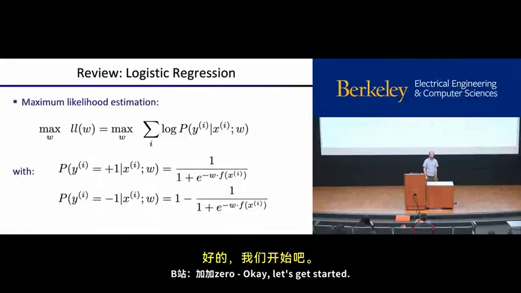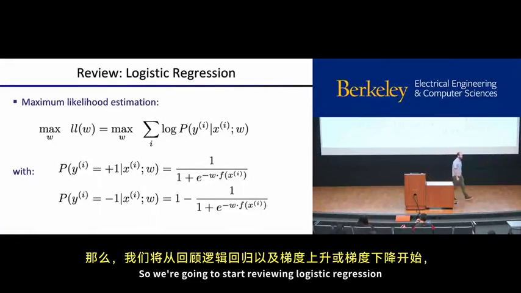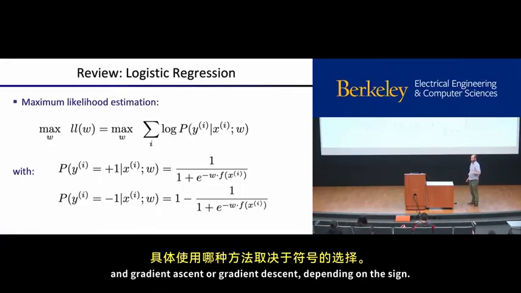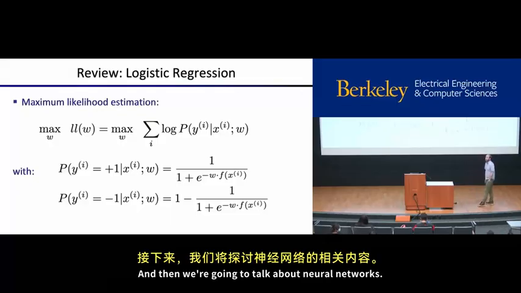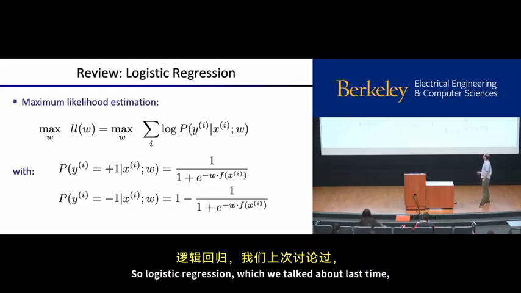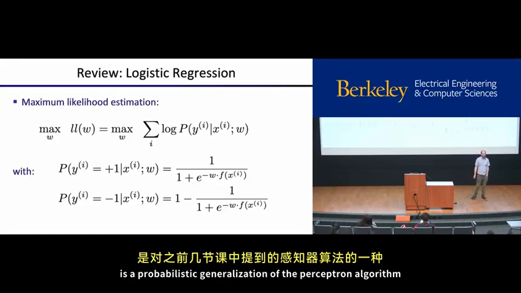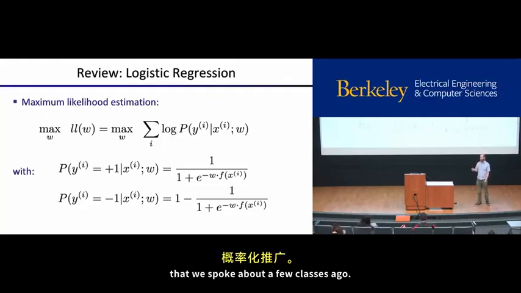Okay, let's get started. So we're going to start reviewing logistic regression and gradient ascent or gradient descent, depending on the sign. And then we're going to talk about neural networks. So logistic regression, which we talked about last time, is a probabilistic generalization of the perceptron algorithm that we spoke about a few classes ago.